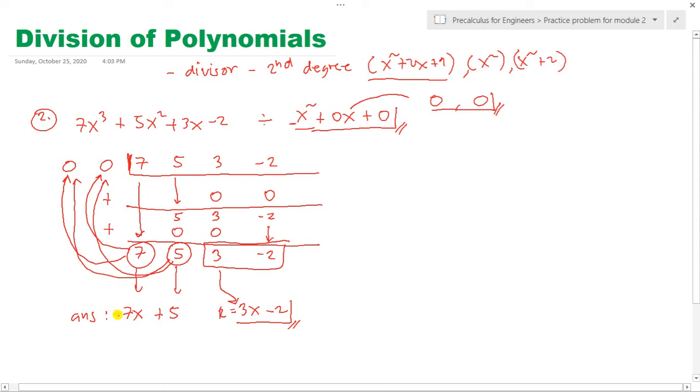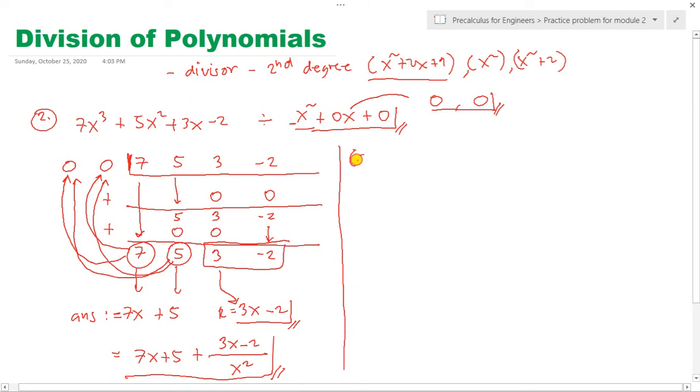Kapag inaano yung complete answer class, ganito yung gagawin mo. Sulat mo yung answer talaga plus yung remainder. At sa pagsulat ng remainder class, dapat i-over mo siya sa divisor na x squared. Ito lang. Ito yung complete answer class. Now, if we try to check it, so just use this checking formula. Answer times divisor plus remainder is equals to the dividend. So, try natin class. Let's verify.